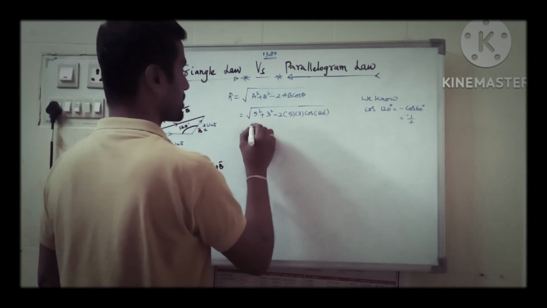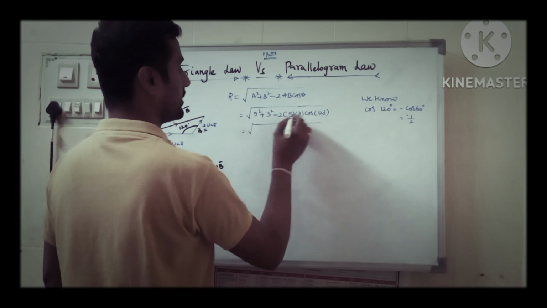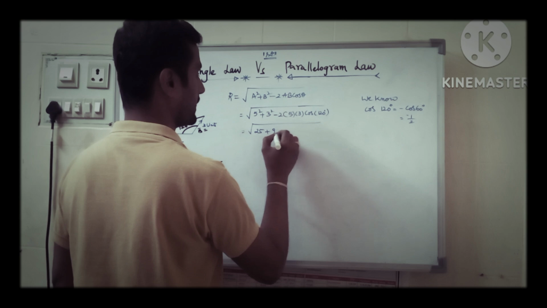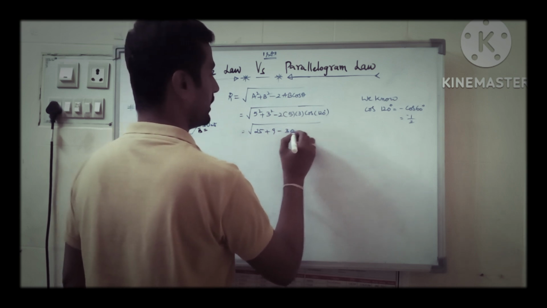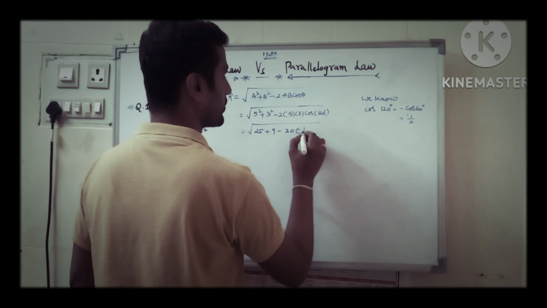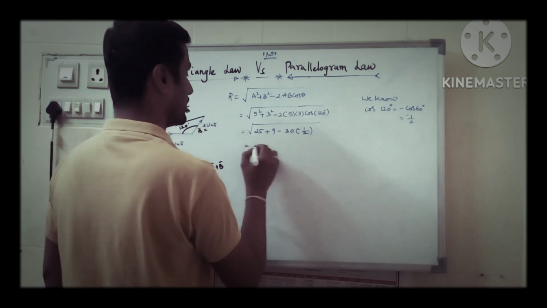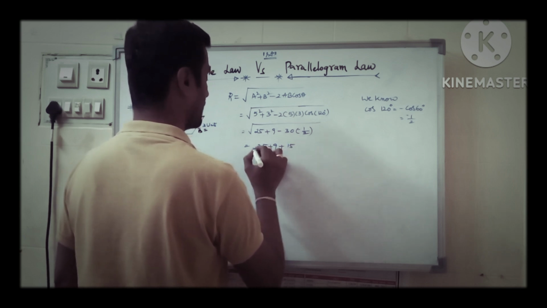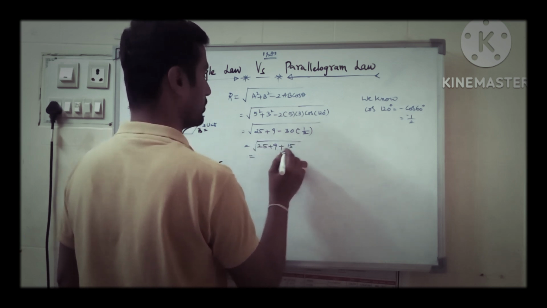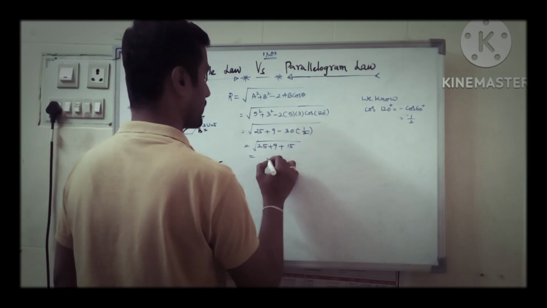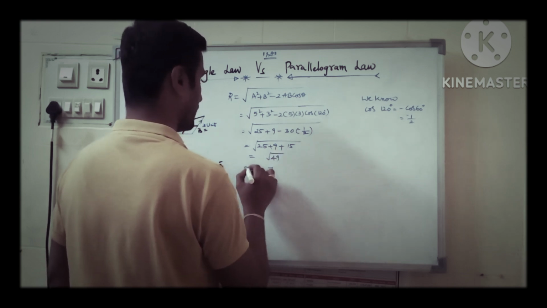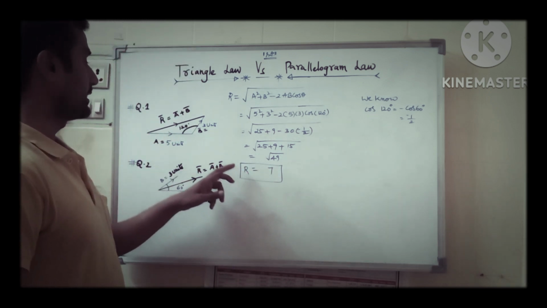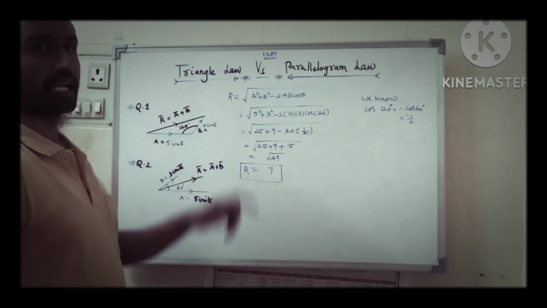By substituting the cos value and by simplifying, we get 25 plus 9 minus 30 into minus 1 by 2, that is equal to square root of 25 plus 9 plus 15, that is equal to square root of 49, that is equal to 7, which is the resultant in the first case. The resultant is obtained from the triangle.